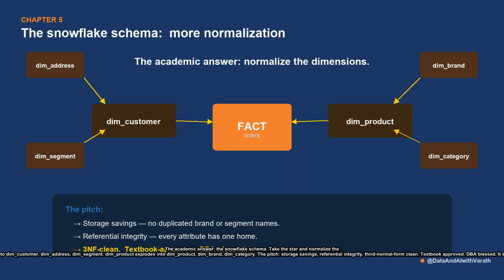The academic answer: the Snowflake schema. Take the star and normalize the dimensions. Dim customer explodes into dim customer, dim address, dim segment. Dim product explodes into dim product, dim brand, dim category. The pitch: storage savings, referential integrity, third normal form clean. Textbook approved. DBA blessed. It sounded like the professional next step.